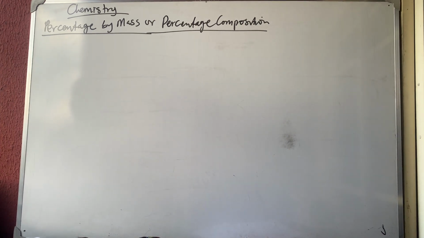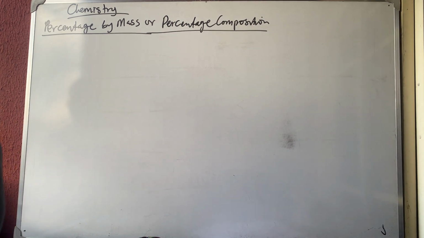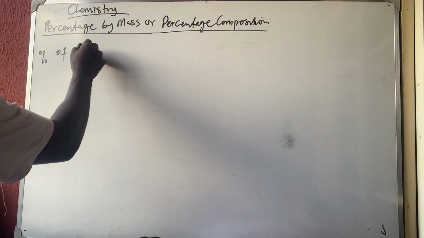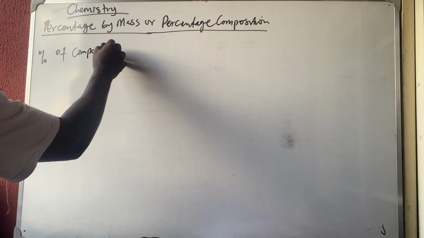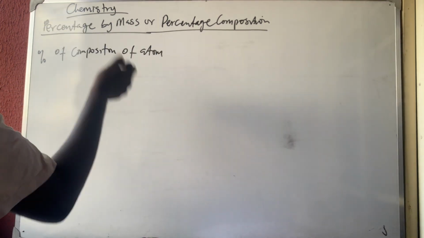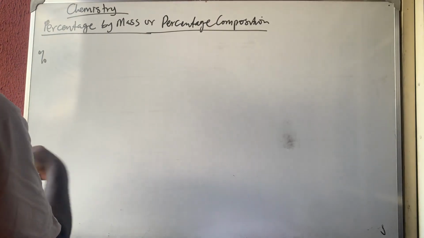We want to talk about percentage by mass, or percentage composition, in chemistry. Percentage composition is the percentage by proportion of an atom in a molecule or compound. So the percentage composition of an atom, or you can call it percentage by mass of an atom. Let me use that word, percentage by mass, it will be better.